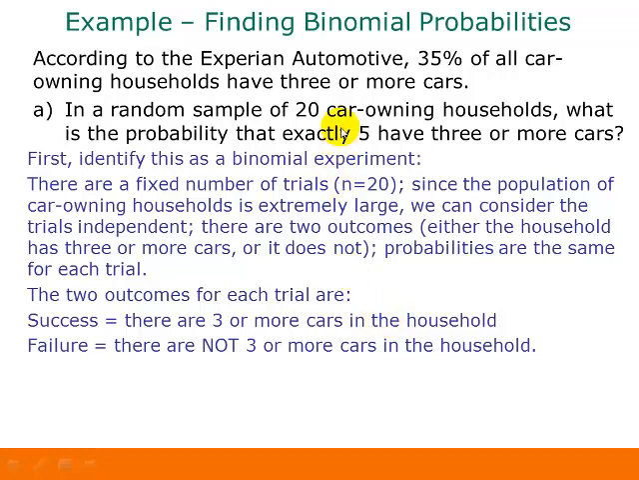And one way you can look at this is look at what question you're being asked. What are you trying to find the probability of? Up here, we're trying to find the probability that exactly 5 households have 3 or more cars, that they do have 3 or more cars. So that's one reason that we could define this event as something, as a household having 3 or more cars as our success, because that's what we're trying to find a probability for.